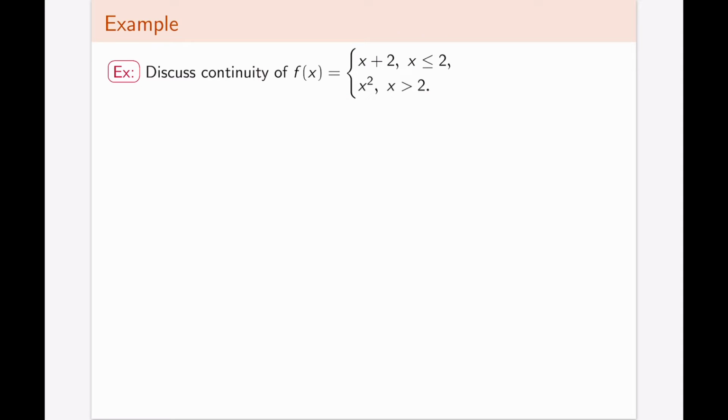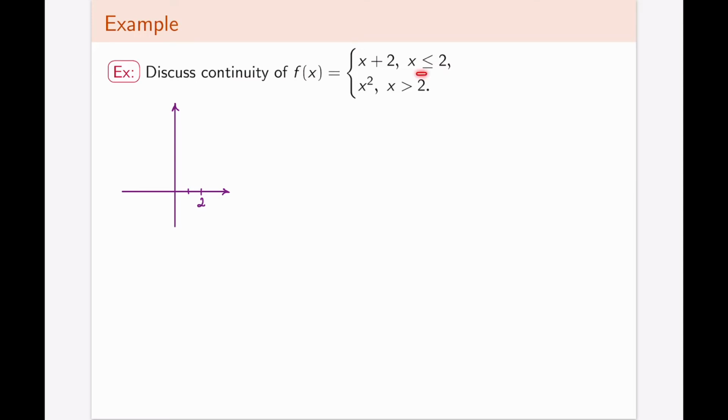So here I have a function that has two separate pieces: x plus 2 for x less than or equal to 2, and x squared for when x is bigger than 2. It is a good idea to actually draw a picture, because you will get a better sense of what the function looks like and where the problematic points might be. So here we have that at 2, the function switches the formula from linear to quadratic. So I know that at x equals 2, the shape of the function is going to change.